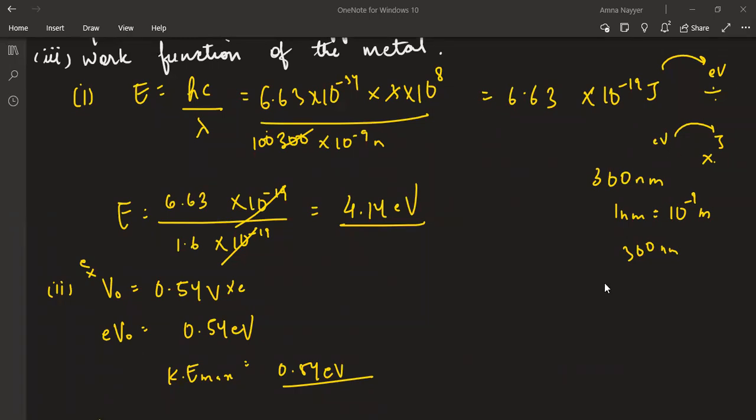See, that's what I was saying. When you have to convert joules into electron volt, you divide. Here you had 6.63 into 10 to the power minus 19 joules. So when you are converting it into electron volt, we'll divide it by 1.6 into 10 to the power minus 19. Same way, when you have to convert electron volt into joules, you will multiply. Like 4.14 electron volt, you have to convert it into joules, so you will multiply it with this term. Then only you will get this term. So this is how we perform the conversion. Electronic charge: divide it for joules into electron volt and multiply it for electron volts into joules.